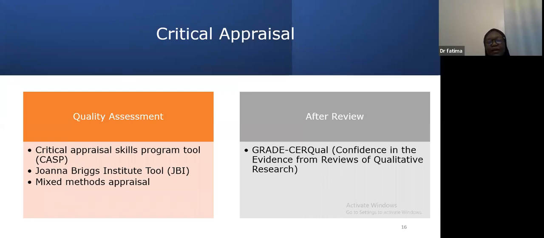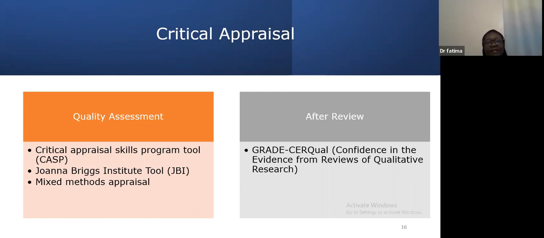So when you have your articles ready, you have the full text after subjecting them to all your eligibility checks, and you now have your final articles for inclusion into a qualitative evidence synthesis. The next thing you're supposed to do is to critically appraise the articles to assess the risk of bias. And the recommended tool is the Critical Appraisal Skills Programme tool, CASP. This is the tool that is mostly recommended by Cochrane. And it has 10 questions. The questions have the options of yes, no, and I don't know.